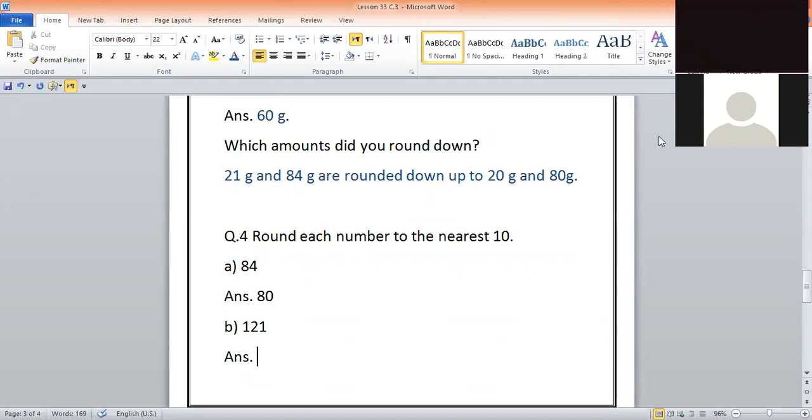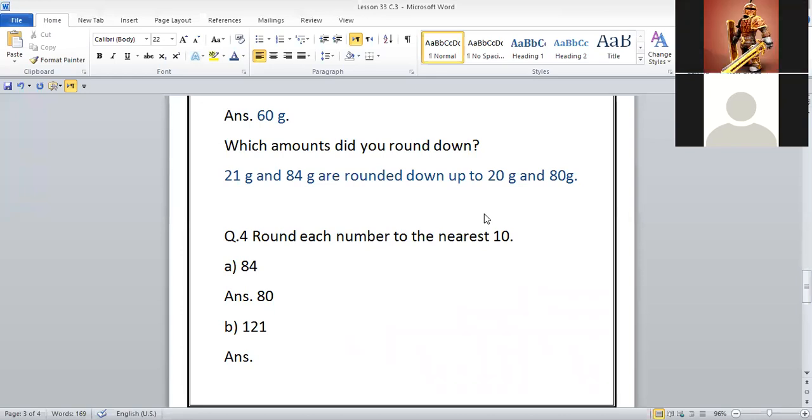Guys, can you tell me about B? 121. Round it up to the nearest 10. Very good, Ammar Khalid. 121. Can you tell me the answer? 120. Another than 20. Very good.